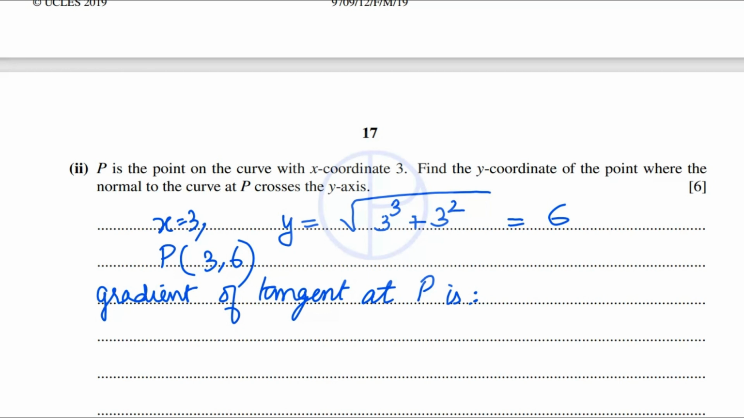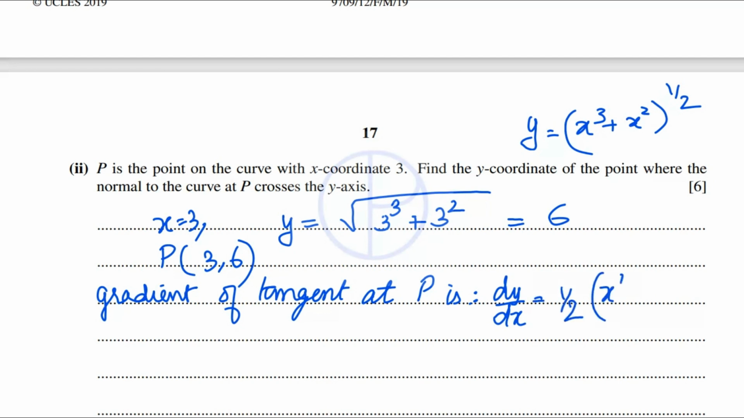Okay. So let me write y equal to x cube plus x square, the whole power 1 over 2. Let's differentiate this one. So dy by dx is 1 over 2 multiplied by x cube plus x square multiplied by, okay, first let's write the power. Power is minus 1, which is negative 1 over 2. Now differentiate the base, which is 3x square plus 2x.